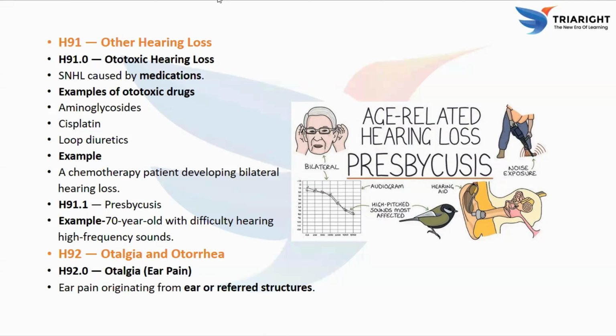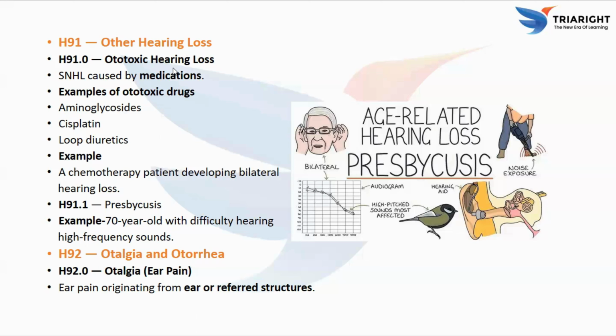So how does it classify H91.0 for ototoxic hearing loss? What does it mean? Sensorineural hearing loss caused by medications or chemicals that damage the hair cells in the cochlea or the auditory nerve. So what is the mechanism of ototoxic hearing loss?